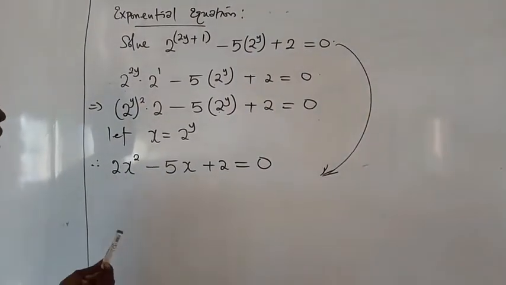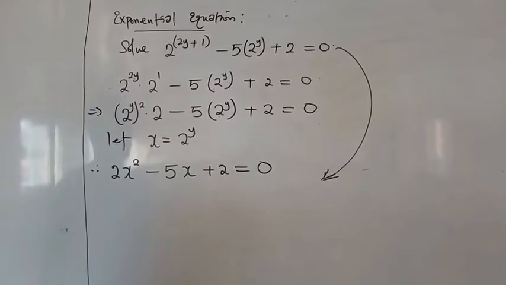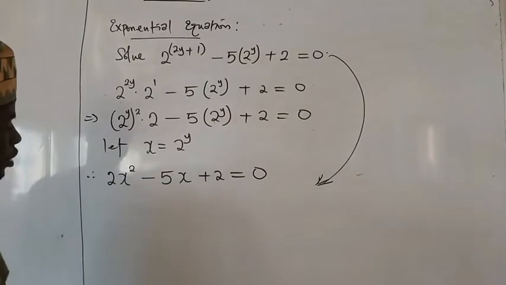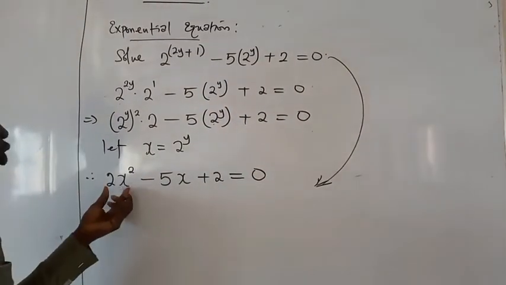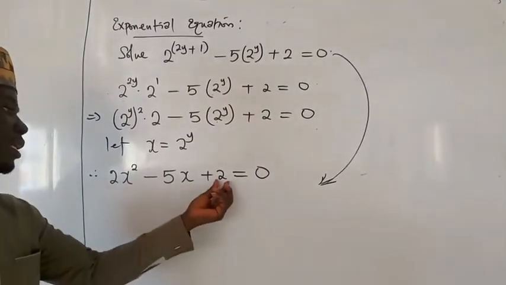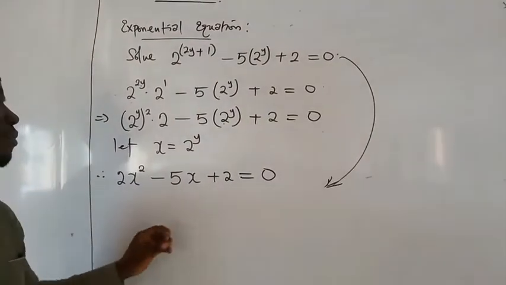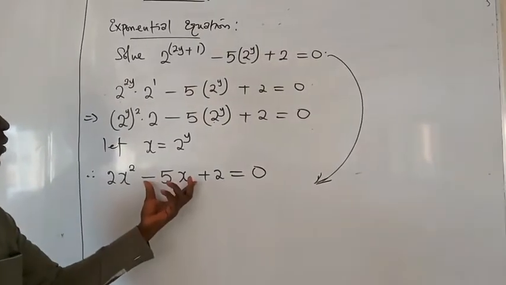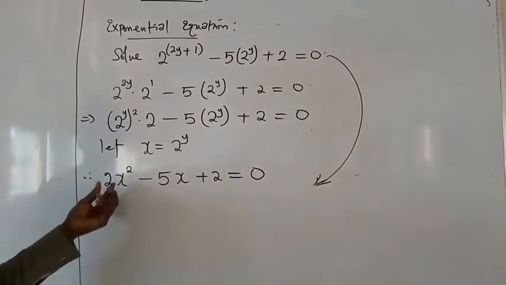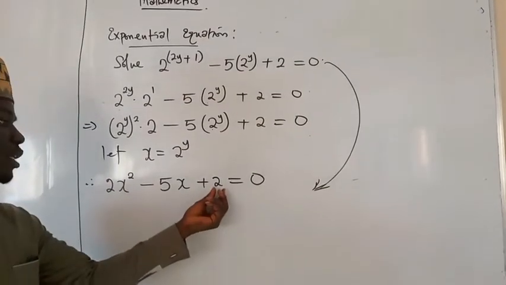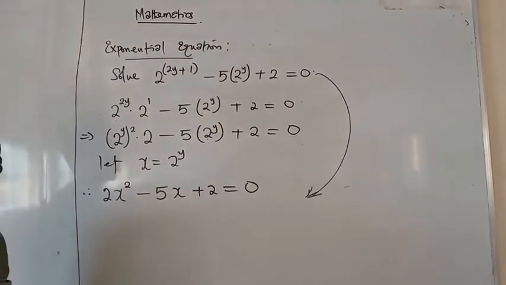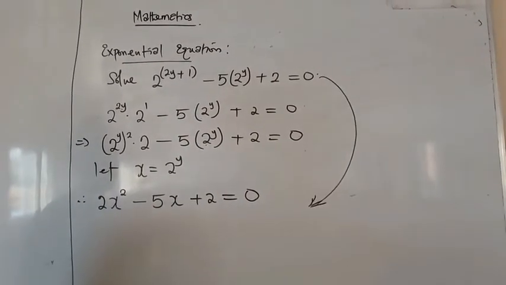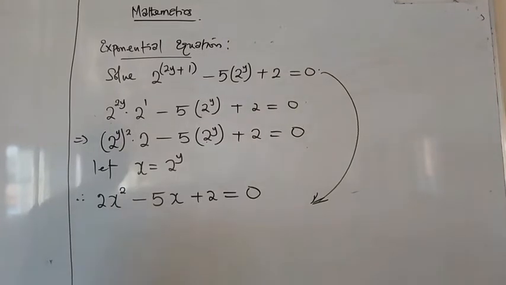Now we have the liberty to choose whichever way we want to use to solve this. Now I choose to use the factorization method. The factorization method is all about multiplying the first term here and the last term here. Whatever you have, you find the factors such that when you add the factors, you are going to have minus 5x. So when you multiply 2x squared and 2, you're going to have 4x squared. So what are the factors of 4x squared that can give us minus 5x? And these factors are minus x and minus 4.